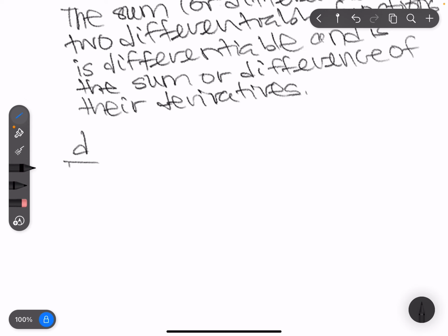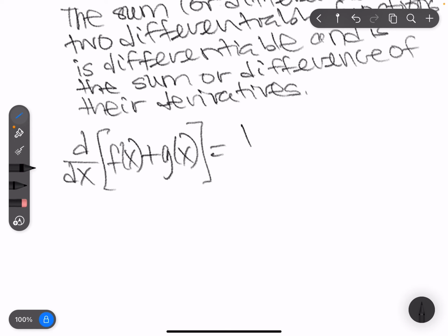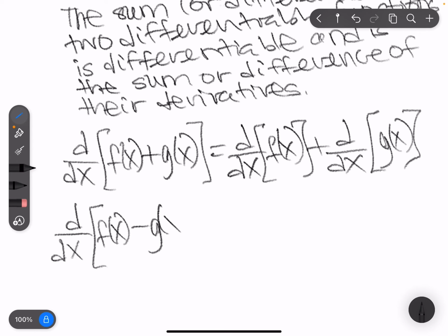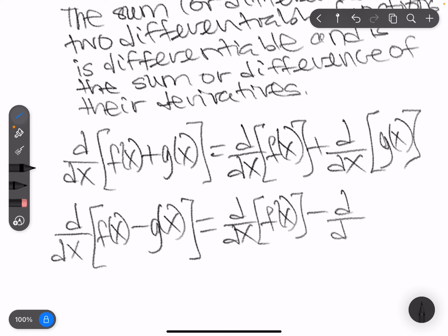So, in other words, the derivative of a sum is the sum of the derivatives. This is a rather natural rule. Of course, the derivative of a difference is the difference of derivatives. Very lovely.